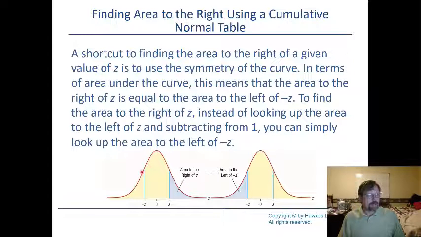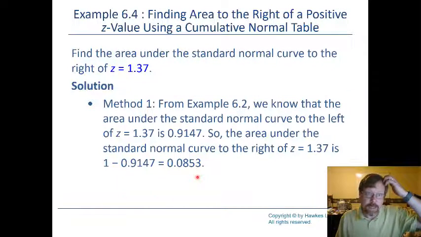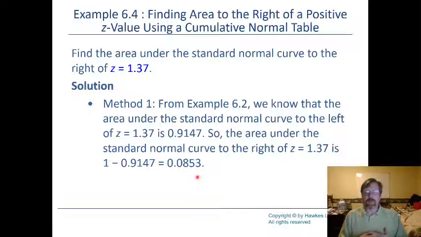Again, to reiterate, the area under this whole thing is going to be 1. So if we look up the probability to the left of z, which is what the table gives us, and subtract that from 1, that gives us what's left over, which is this part here. Either way works just fine. Okay, so we did our previous example with 1.37. We can use that first method. What is the value to the right?